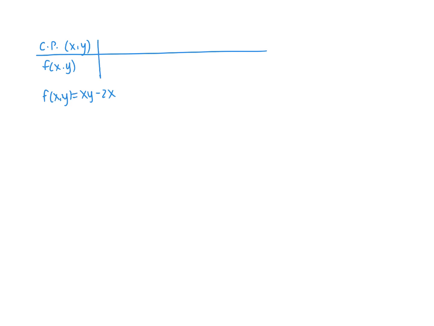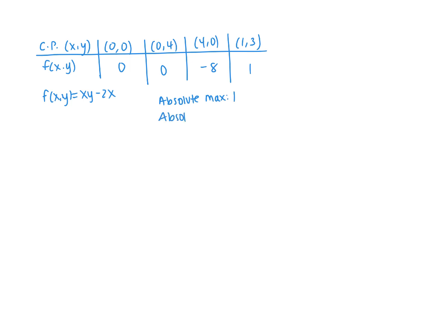So, first we have to consider all of the vertices. So that would be 0, 0, 0, 4, and 4, 0. And then the only critical point we found is 1, 3. Plugging all of those into f, I will tell you you're going to get 0, 0, negative 8, and 1. We are asked for the absolute maximum and the absolute minimum, which is the output value, not the point. So we would say that the absolute maximum is 1, and the absolute minimum is negative 8.